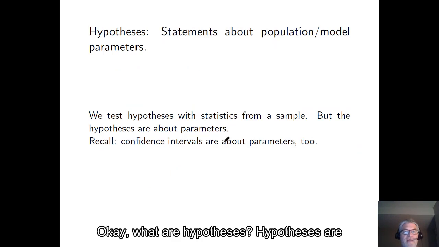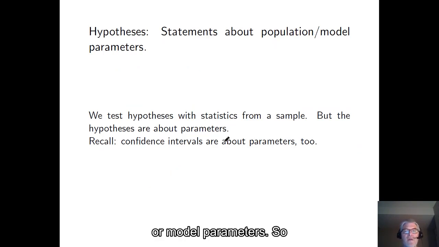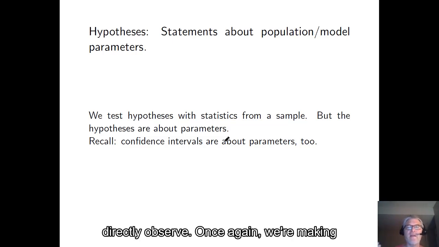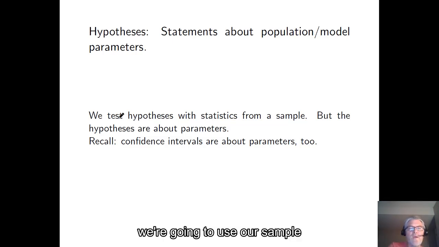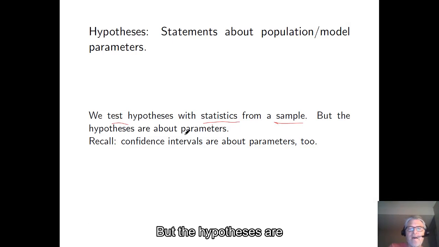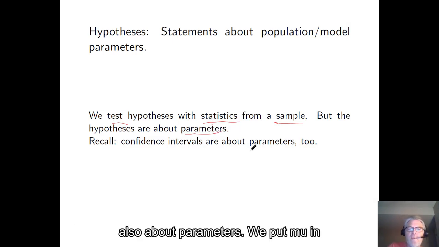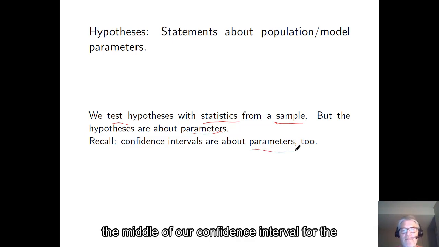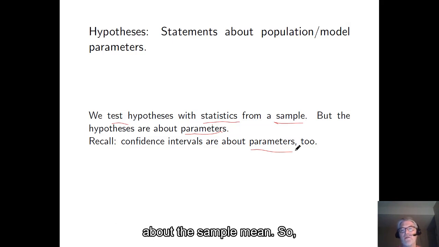Okay, what are hypotheses? Hypotheses are statements about population parameters or model parameters. So they're something that we don't directly observe. Once again, we're making inferential statements about parameters, not our sample statistics. So we're going to use our sample to give us statistics that allow us to test the hypotheses, but the hypotheses are about parameters. And this is a mirror image. Remember also the confidence intervals were also about parameters. We put mu in the middle of our confidence interval for the population mean. We don't make confidence intervals about the sample mean. So bear that in mind.